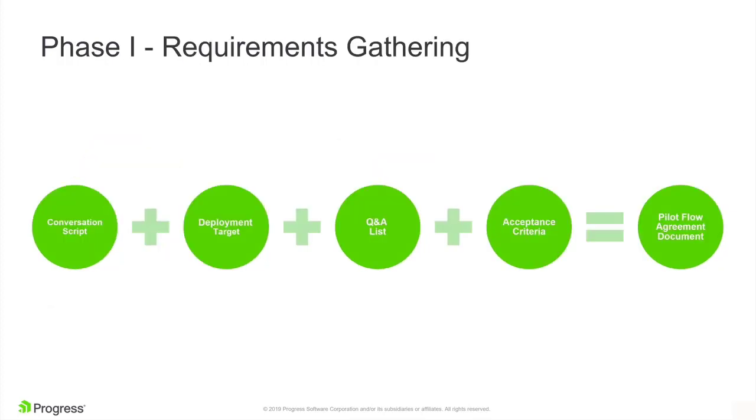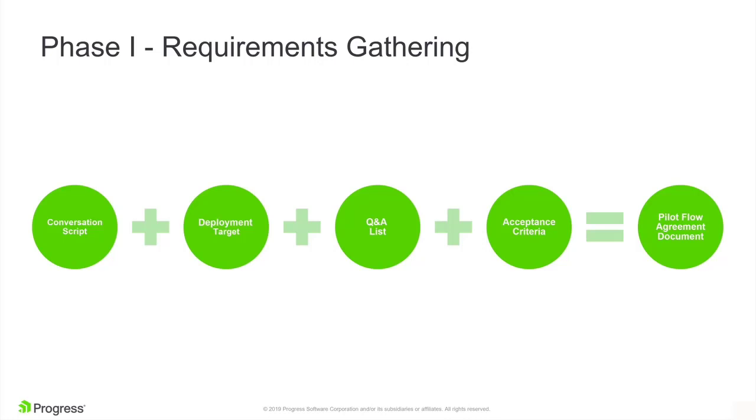With the requirements gathering, we will start by trying to figure out what would be the best conversation flow for your scenarios. And we will come up with some sort of a script that will cover this. Then we will take a look at the questions and answers and build a list of those that would work best for you.